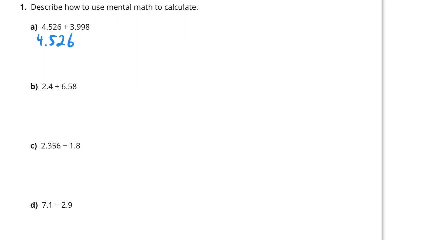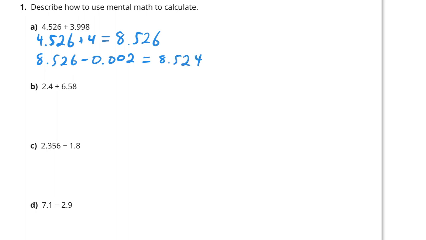I would do this mentally, but the method is I would add 4 instead of 3.998. I think you'll agree that that's easier to do. So 4 plus 4 is 8, and then I still have 526. Now this isn't entirely correct, right? I added too much. So now I just have to take away that amount that I added that was too much. So I have to subtract 0.002, or 2 thousandths. And when I do that, I get 8.524. And I'm going to put a rectangle around my answer to show that that is my final answer.